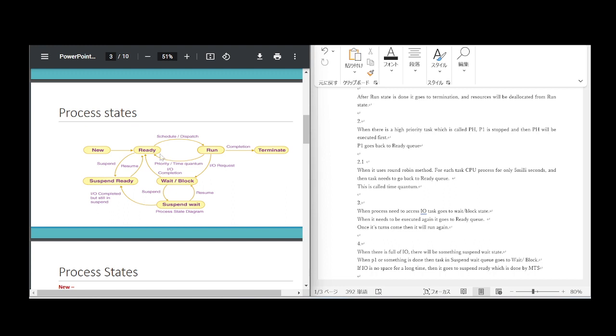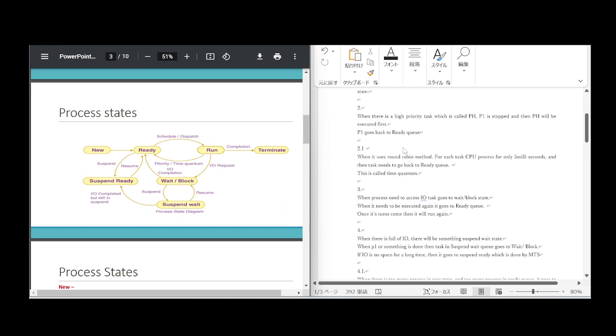If there are three tasks in the ready state, the run state processes 5 milliseconds each, and then goes over each task. Once the first task is done for 5 milliseconds, it goes back to the ready state and then the second one is processed for only 5 milliseconds, and goes back to the ready state, and the process repeats. Eventually the task will be done completely, processing 5 milliseconds each time, and then goes to the terminate state. So that is time quantum, and in that case it needs to go back to the ready queue.